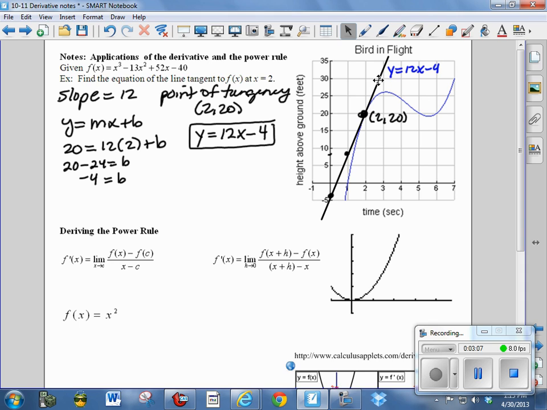It turns out that I can find the derivative function, the function that tells me the slope at any value of x. And we call this derivative function, we use the notation f prime of x. So f prime of x, and this is how we say it, f prime of x is called the derivative function.